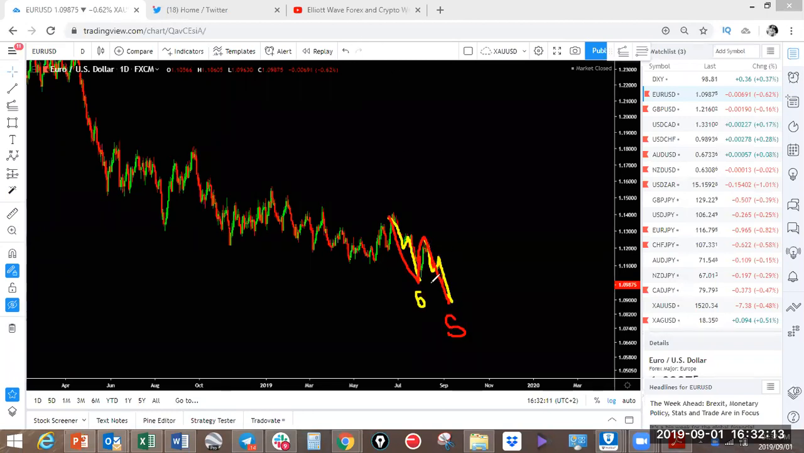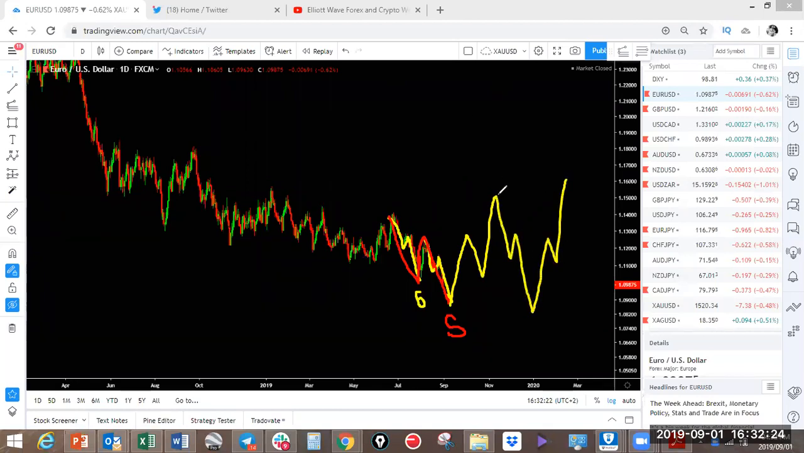Are we now ready to make that pullback from these levels? So that pullback does not have to be sharp. It can just be sideways as well. It can make a regular flat, an expanding flat, whichever structure it will form before we make a move to the downside. So we need to watch in the next coming session if we're going to get the reversal here. Why do we want a reversal? Because we're looking at this as the ending diagonal.